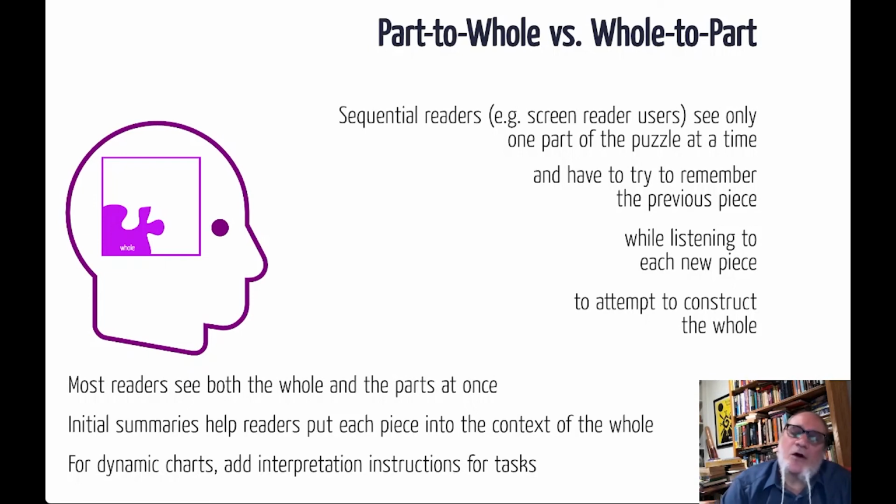Now, that's not always possible when you have dynamic charts. It's not always possible to write alt text or summaries. But what is possible is you can always add interpretation instructions for tasks, the things that people are likely to see and how they should interpret them when they see them.